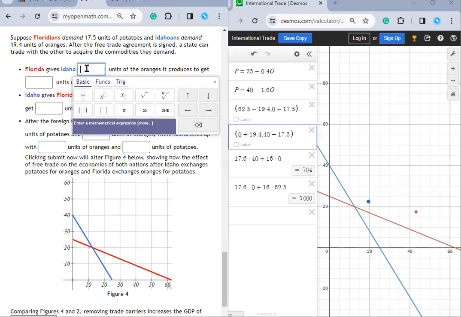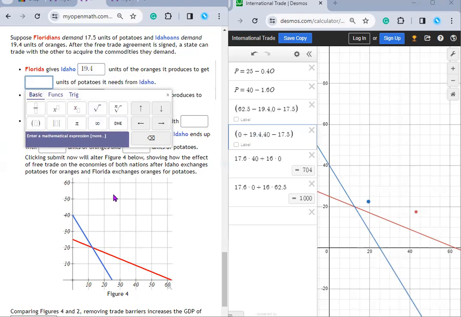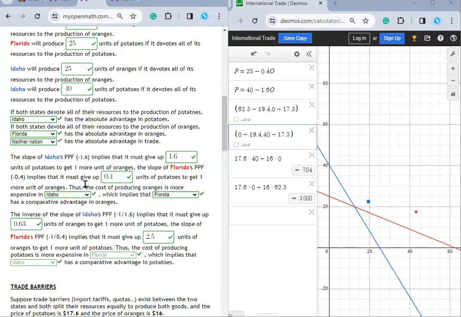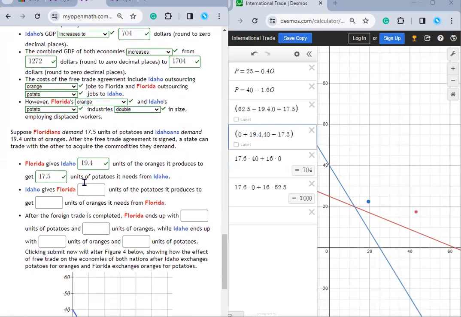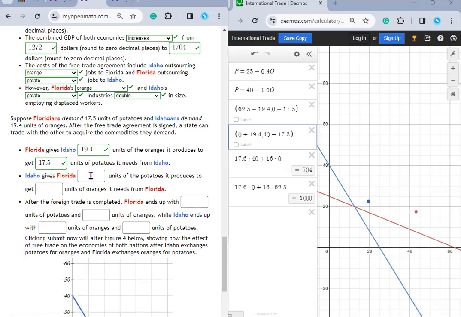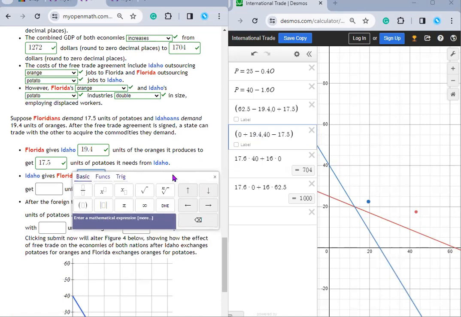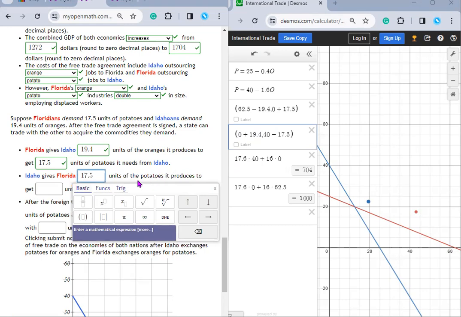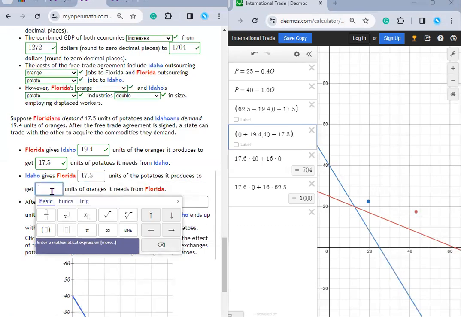So there's going to be this exchange, right? Florida gives Idaho 19.4 oranges it produces from its superabundance to get the 17.5 potatoes it needs from Idaho, right? Idaho, on the other hand, gives Florida the 17.5 potatoes its citizens demand to get the 19.4 oranges it demands, and it gets these from Florida because Florida has a superabundance in them, right?